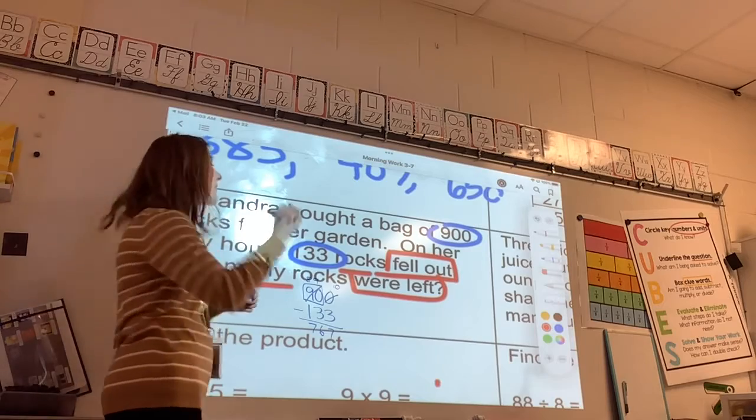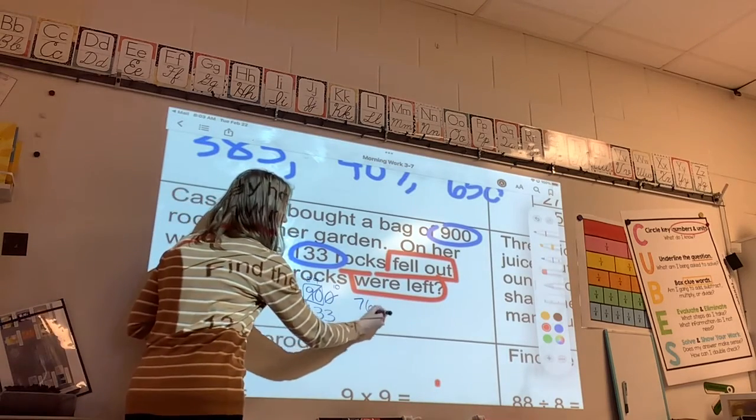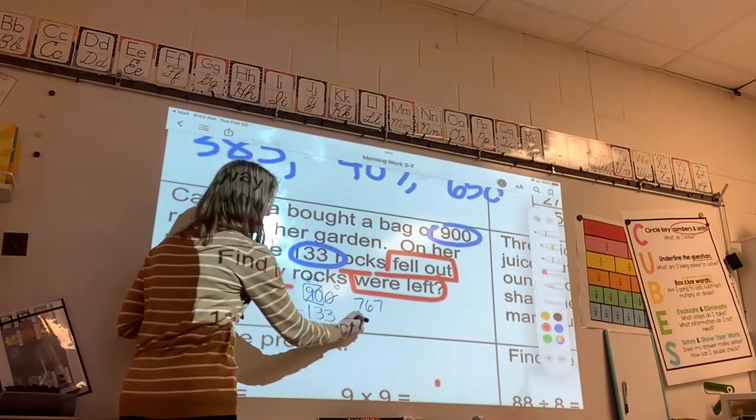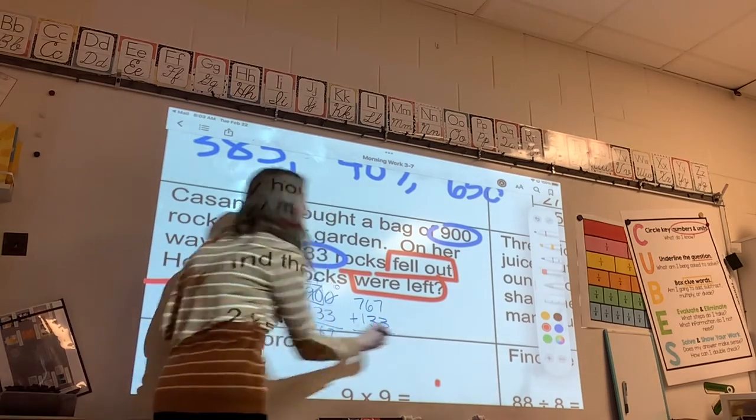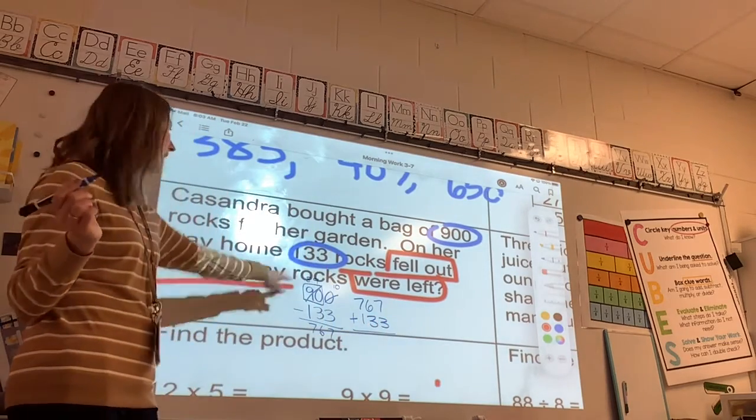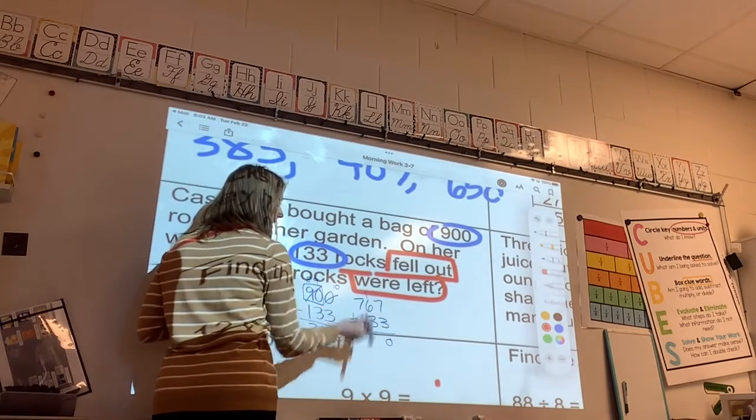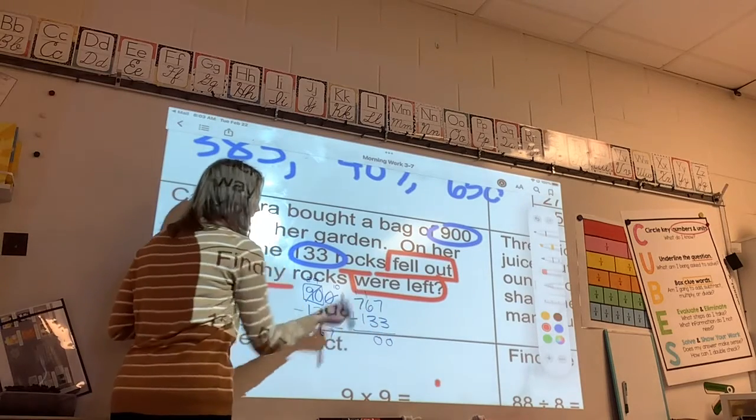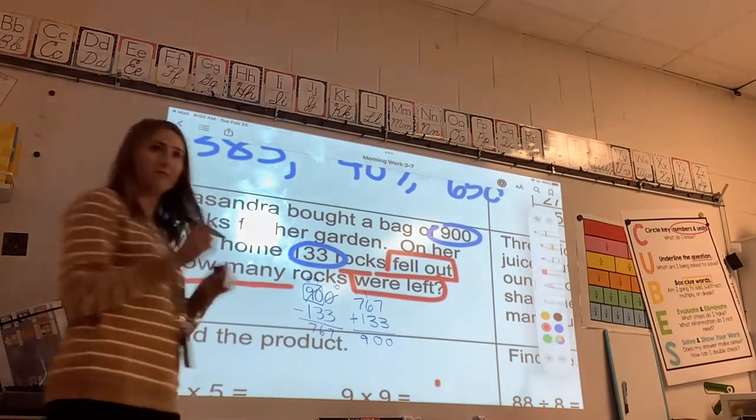Bottoms up. Bottoms up. If I do bottoms up, what number do I write first? 767. Good. 767. And then what's my sign? Plus. Because we're doing the opposite. Plus 133. We hope for it to equal 900. So 7 plus 3? 10. Here's the 1. 1 plus 6? 7. 7 plus 3 is 10. Here's the 1 again. 1 plus 7? 8. Plus 1? 9. Beautiful.